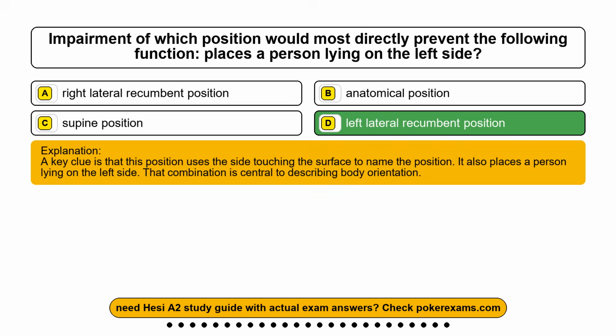A key clue is that this position uses the side touching the surface to name the position. It also places a person lying on the left side. That combination is central to describing body orientation.